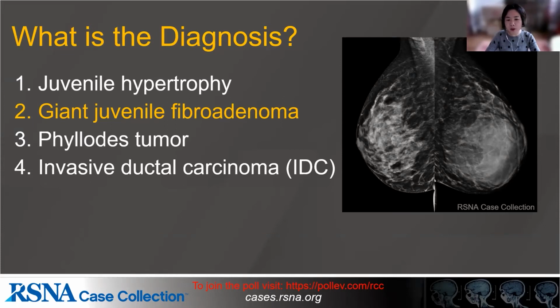And invasive ductal carcinoma, while some of the subvariants can be very circumscribed, at this size, an invasive cancer you would really expect associated central necrosis, and the margin is never going to be this smooth and beautifully circumscribed. So the correct answer is giant juvenile fibroadenoma.